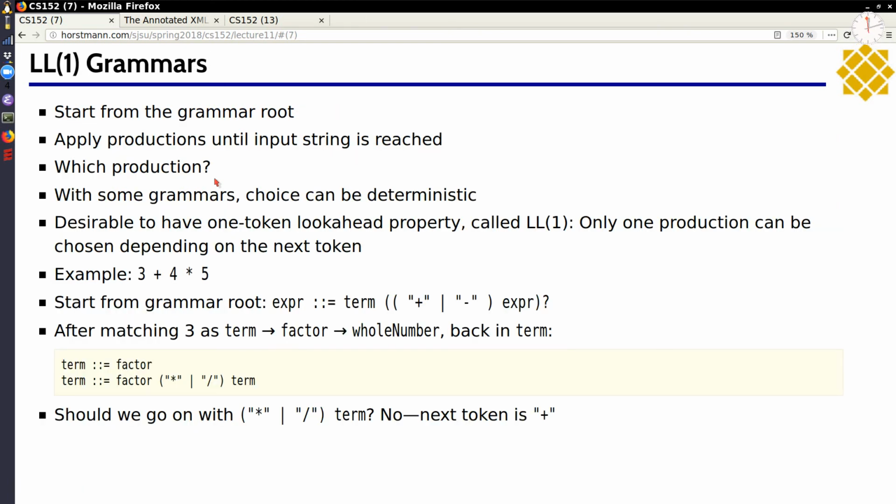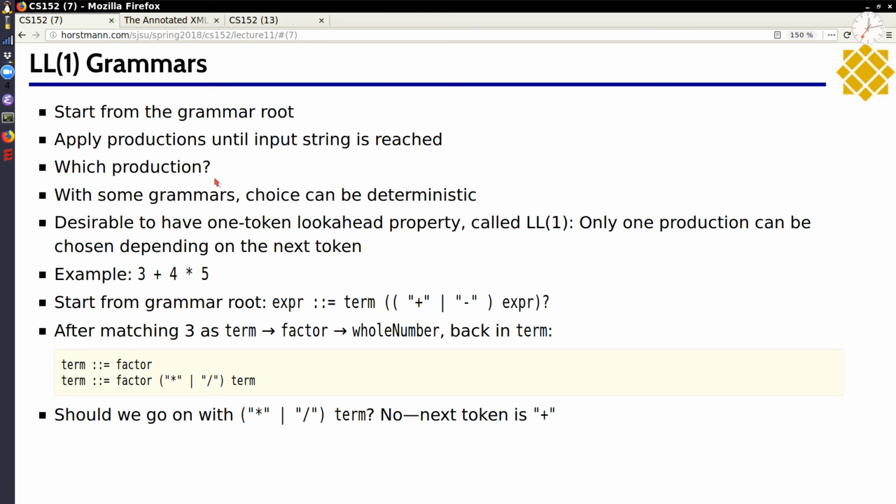All right, a bit of terminology. When you use a grammar to parse something, you start with whatever the starting rule of the grammar is. Expression, if you just want to parse expressions, or program, if you want to have a whole program. And then you will apply various productions until finally you have the entire input parsed out and you have a parse tree. Now, the question is, of course, when you're faced with alternatives, which production do you take?